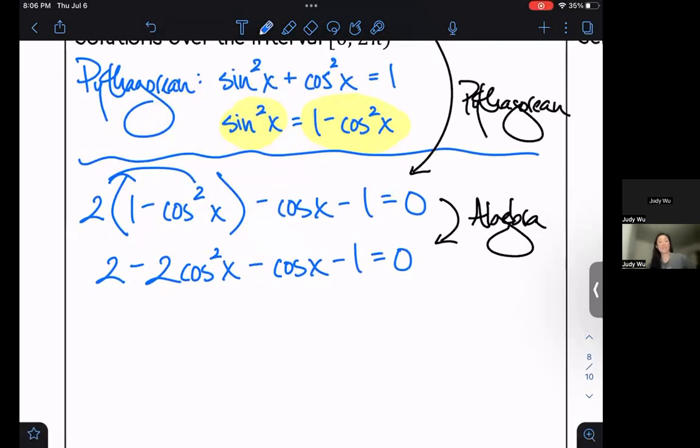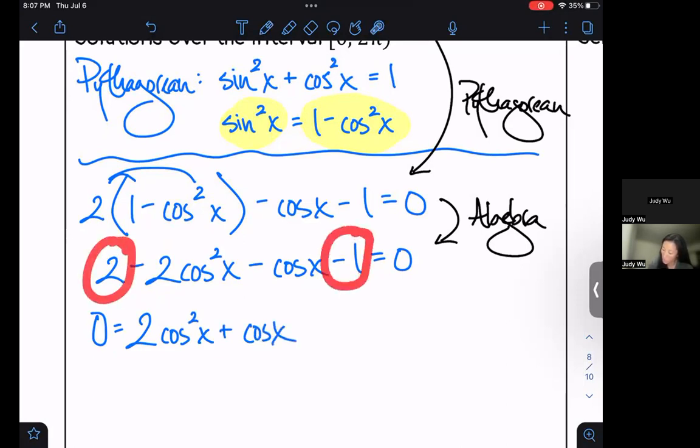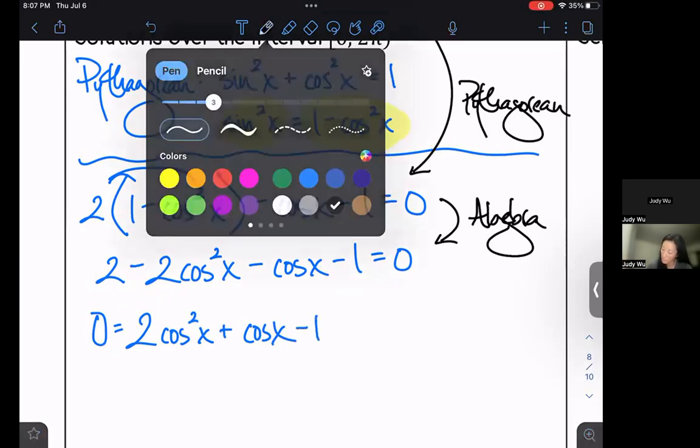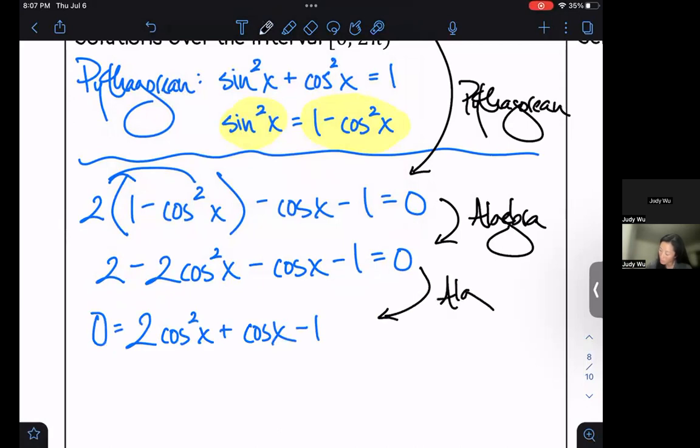And now I'm starting to see the quadratic situation. But unfortunately, this cosine squared term is negative, and I don't really like to factor when the cosine squared is negative. I'm going to take everything and move it to the other side of the equation, and I'm going to get 0 equals 2 cosine squared x plus cosine x. And let's see, 2 minus 1 is 1, but when I move it to the other side, it'll be a negative 1. And this will be some algebra, okay?